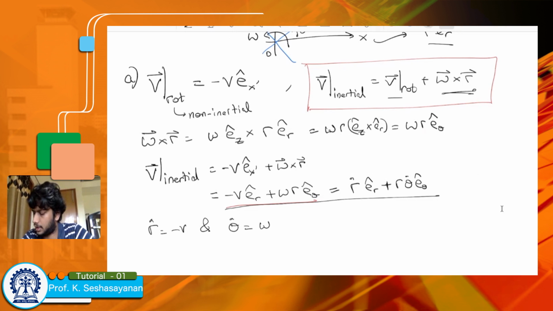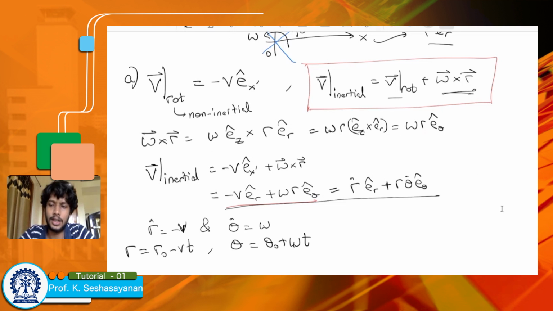And so this is the expression for the velocity in the inertial frame. So once we have R dot equal to minus V, and V is a constant, we can get R equal to R naught minus Vt, whereas theta dot equal to omega gives theta equal to theta naught plus omega t. So R naught and theta naught are just the initial position and the initial angle which x prime makes with the x-axis.